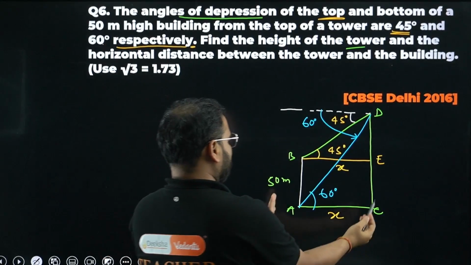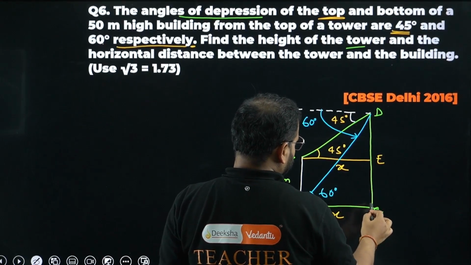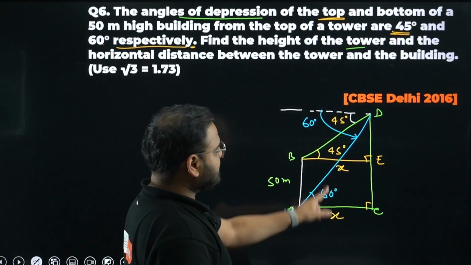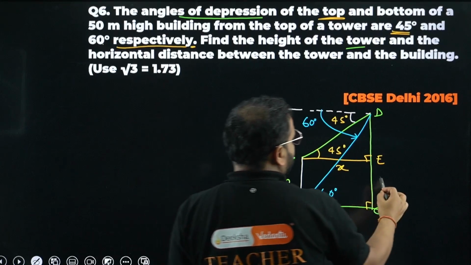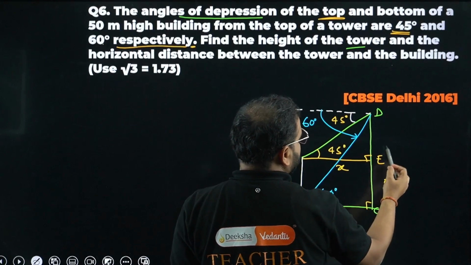Correct, now? The buildings will stand erect only, no? The building will stand erect only, sir. It will be vertical like that. So this will be x, this will be also x. This will be 50. So C is 50, sir. And what is DE, bacha? Please check. What is DE, sir?